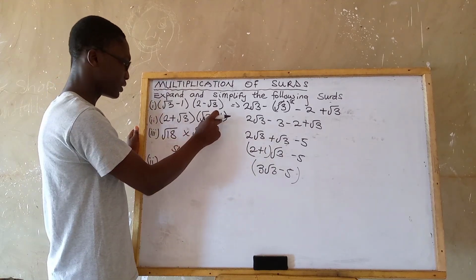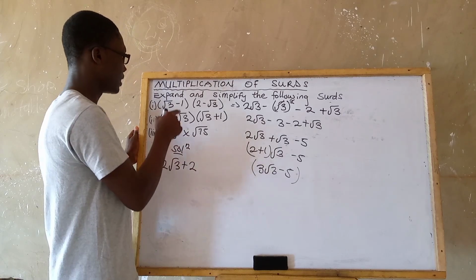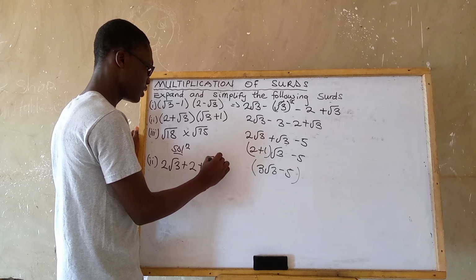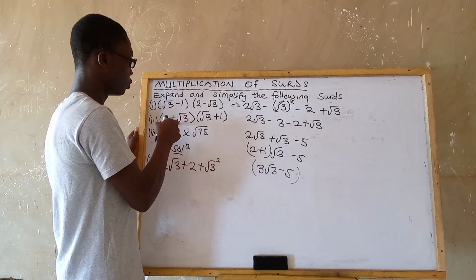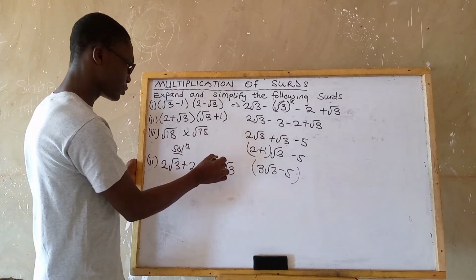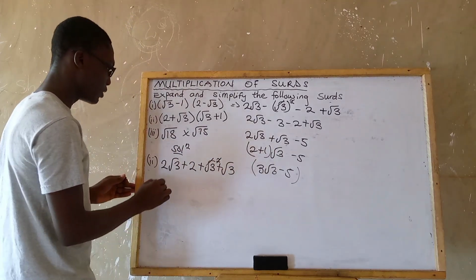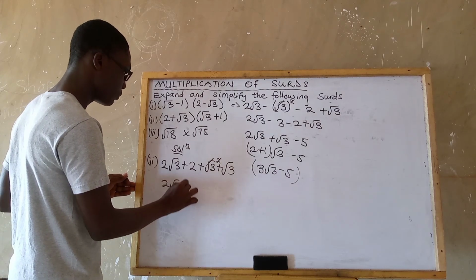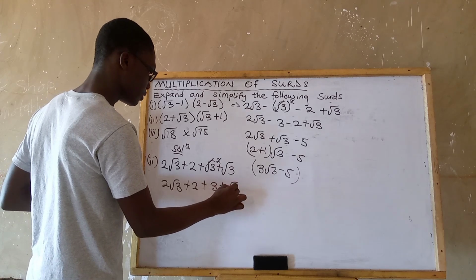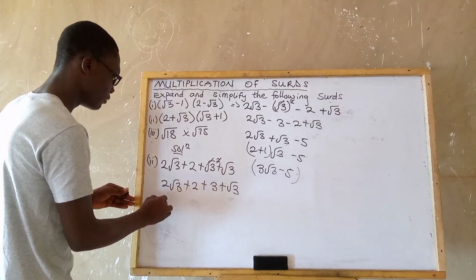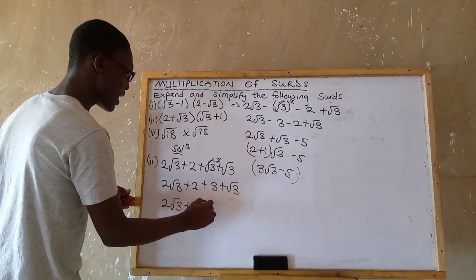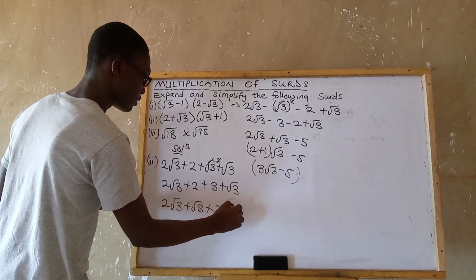Then 2 times 1 gives 2, then root 3 times root 3 gives root 3 squared, and then root 3 times 1 gives root 3. And now the square cancels the square root. Then we have 2 root 3 plus 2 plus 3 plus root 3. Now let's collect like terms. We have 2 root 3 plus root 3 plus 2 plus 3.